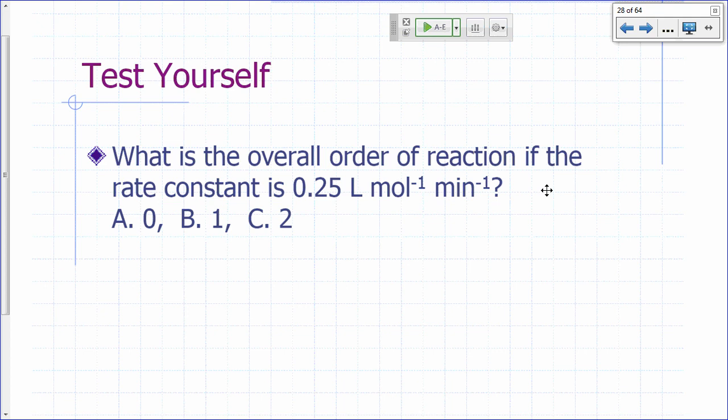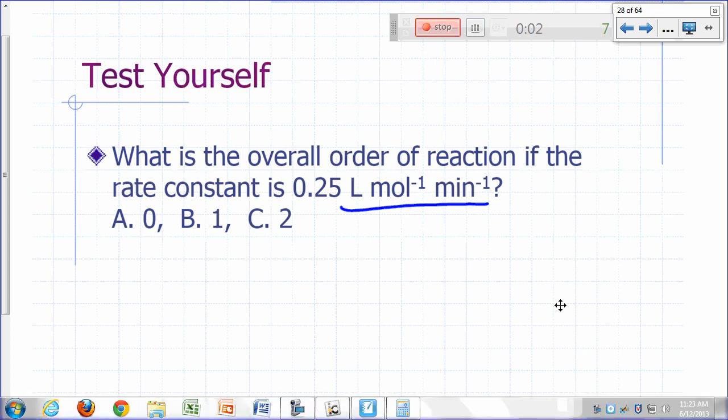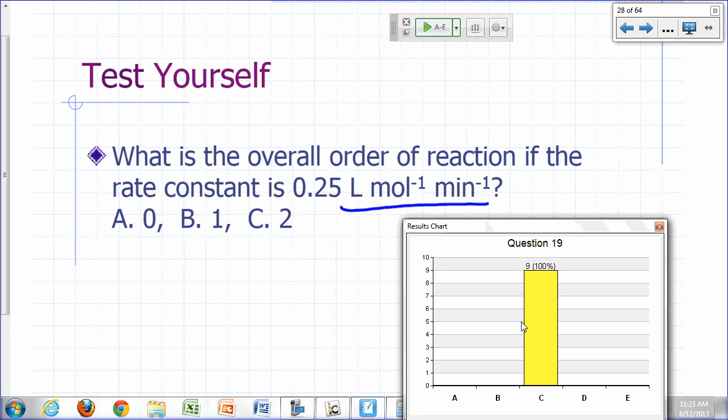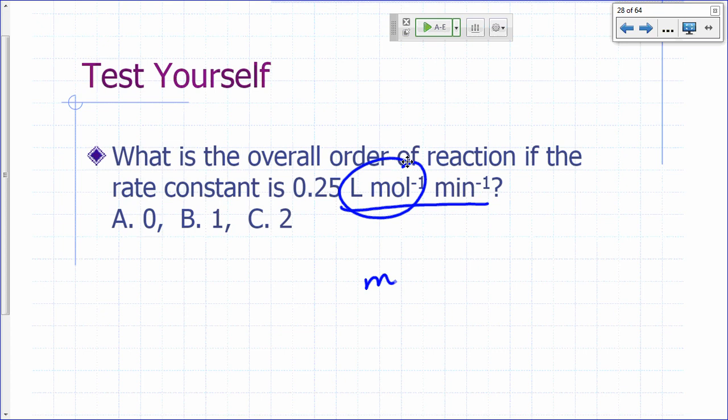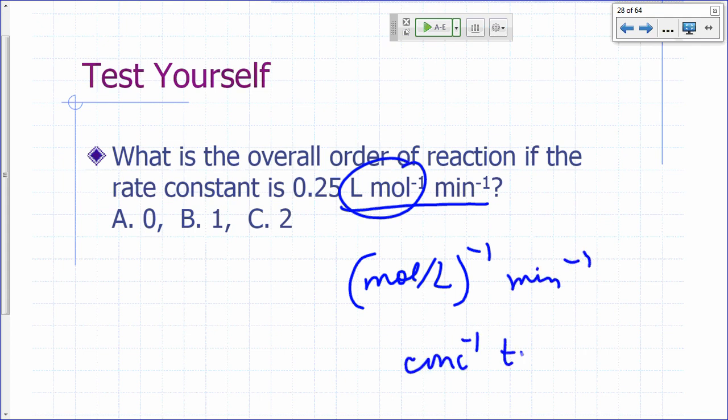Okay. How about this one? What's the overall order if the rate constant is 0.25 liters per mole per minute? Second order. Very good. Okay, because liters per mole is the reciprocal of moles per liter. So this is a reciprocal concentration unit times a reciprocal time unit, second order. Very good.